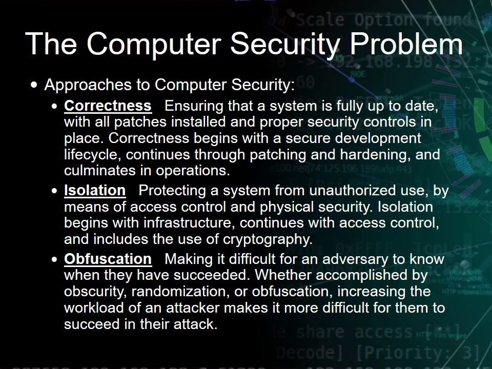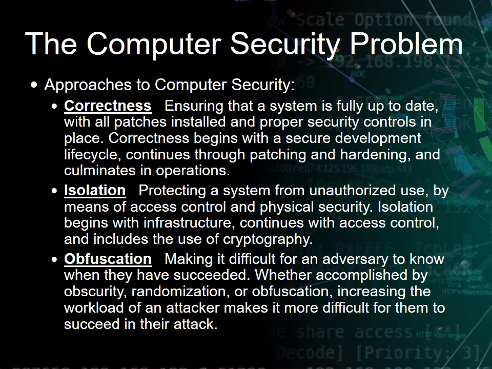Isolation. Protecting a system from unauthorized use by means of access control and physical security. So isolation begins with infrastructure, continues with access control, and includes the use of cryptography. So basically not letting anybody touch the system unless they absolutely need to.